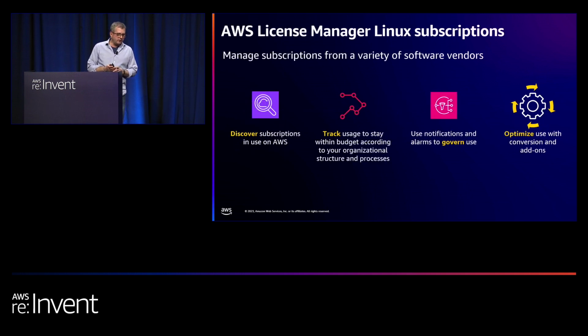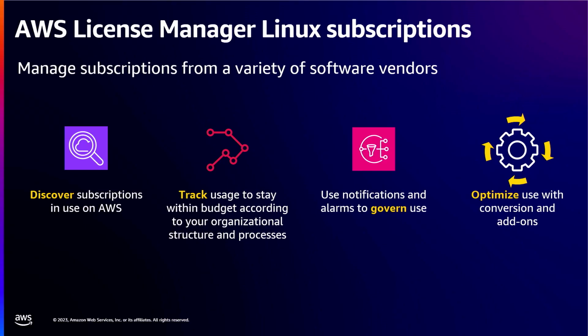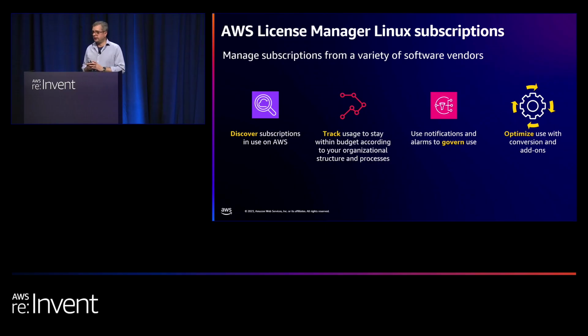If we focus specifically on the Linux subscriptions element of License Manager, it's built around these four core pillars. The first of those is discovery. Tell me what I have and where it's running. It's tracking usage. So which accounts are using these subscriptions? And for what reasons are they being used? How are the patterns of usage changing over time?